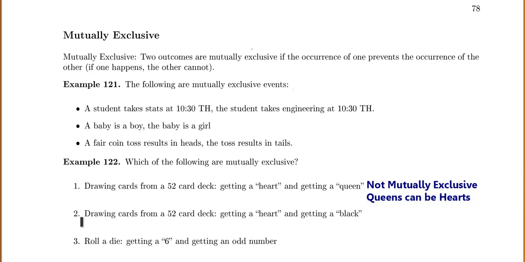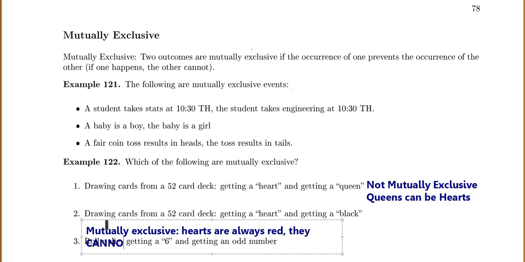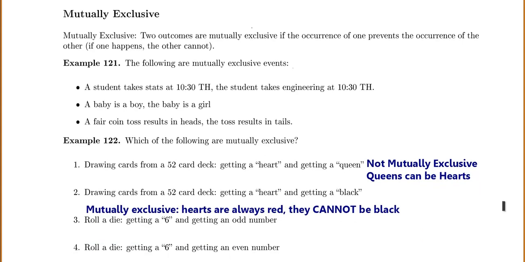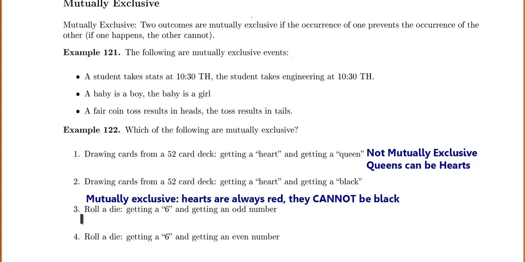Number 2, drawing cards from a 52 card deck, getting a heart and getting a black. So can the same card be both a heart and a black? No, so these are mutually exclusive because hearts are always red. They cannot be black. And so those two events would be mutually exclusive. They can never happen at the same time.